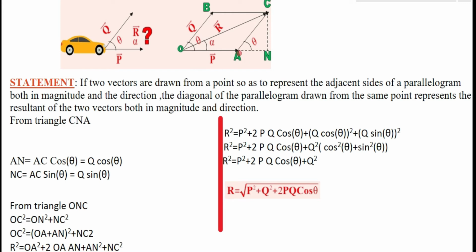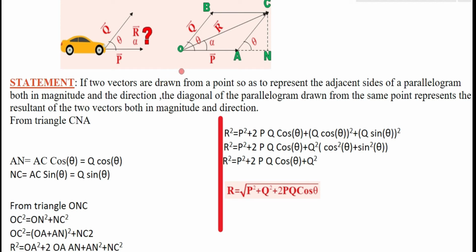Okay. I'll extend OA up to N. From C, I'll drop a normal onto ON. Since this is normal, so this angle will be equal to 90 degrees. Okay. Now, if you observe this OACB, this is a parallelogram where our vectors P bar and Q bar represent the two adjacent sides of the parallelogram. Okay. Now let us go to the statement.